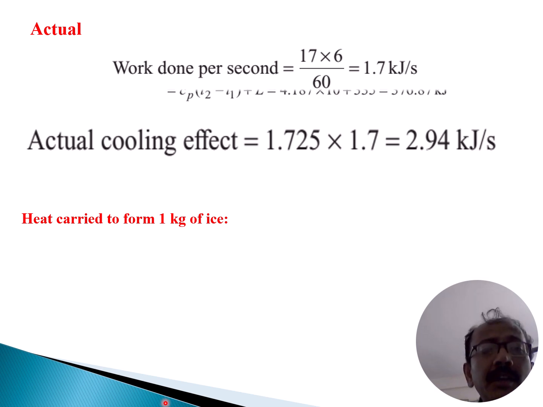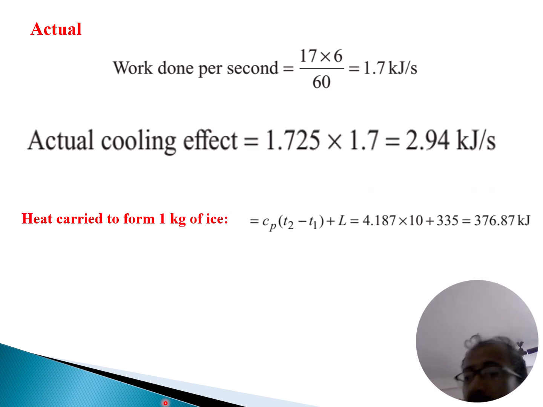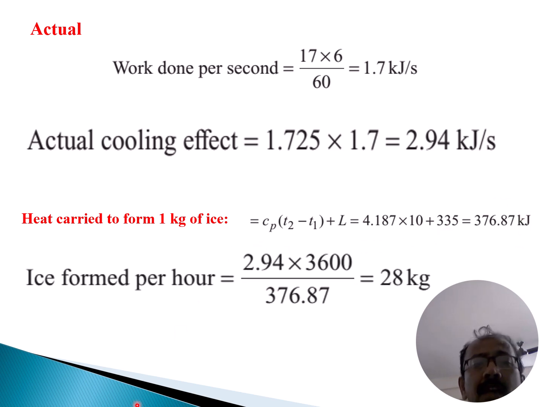Now, heat removed to form 1 kg of ice, that is Cp into (T2 minus T1) plus L. So this is the value of the heat removed to form 1 kg of ice, and the ice formed per hour. Just with the formula, we put in this value, and we are getting the value of ice formed per hour.